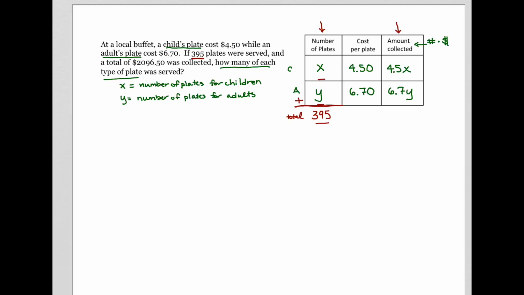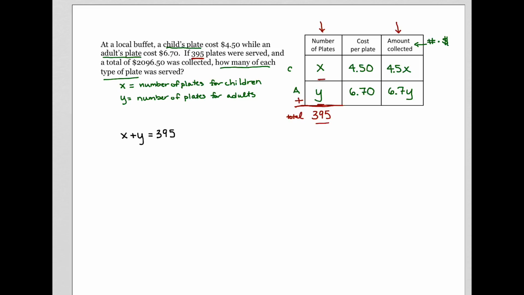This creates the first equation in our system of equations. X, the number of plates of children, plus y, the number of plates for adults, equals the total number of plates, which is 395. All right, let's look at that last column.